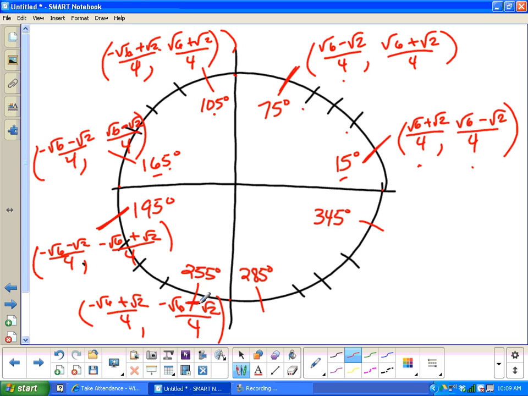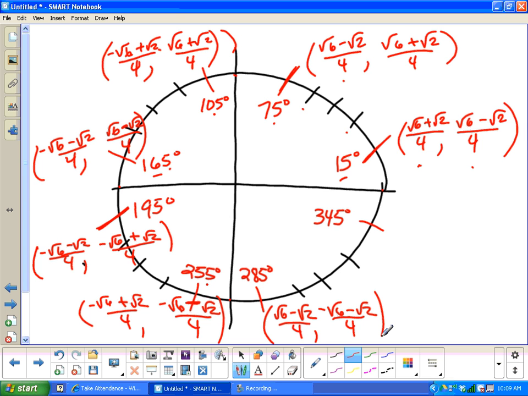All right, 285. Now, we could reflect 255 to get 285. What else could we reflect? 75. Y'all want to do 75? All right. So what's going to change there? Just the y, because you're reflecting across the x-axis. So this is going to stay square root of 6 minus square root of 2 over 4. And then the y would be negative square root of 6 minus square root of 2 over 4.